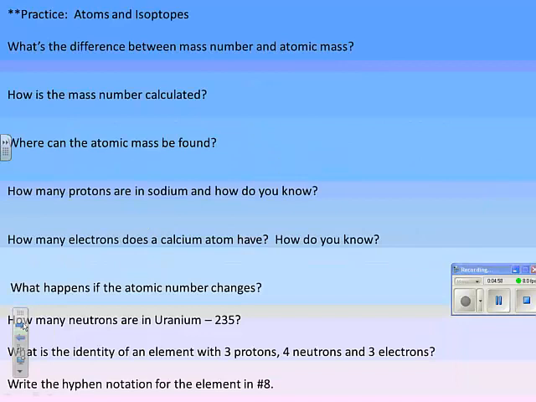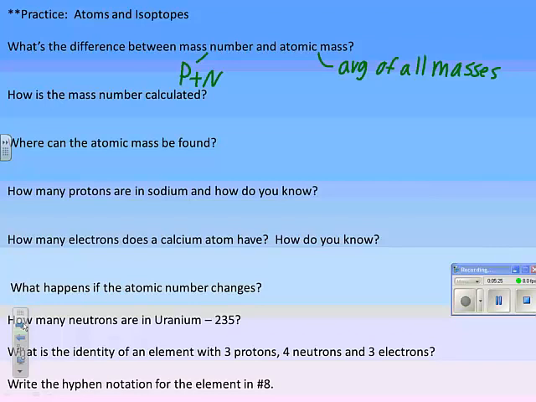What is the difference between mass number and atomic mass? Mass number, what we just talked about, is protons plus neutrons. Atomic mass is the average of all the masses. Keep those separate in your mind. They are completely different. Sometimes they turn out to be the same. Most of the time they're different.